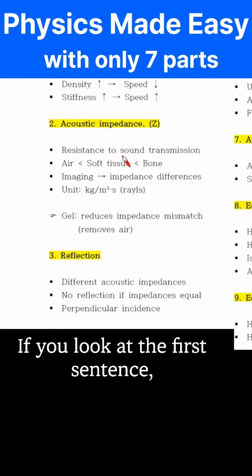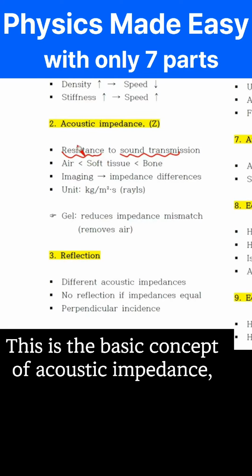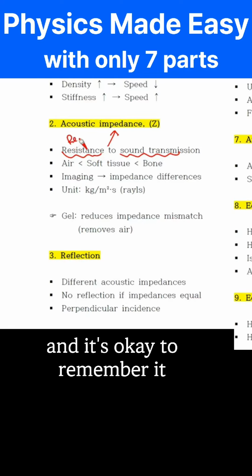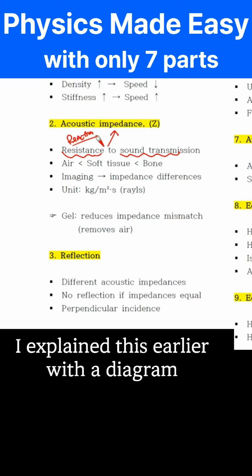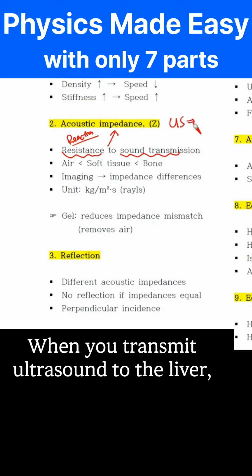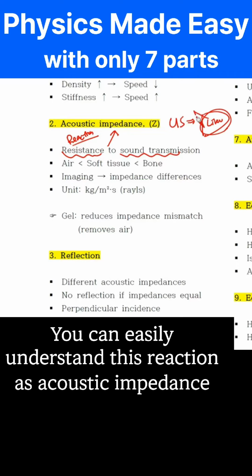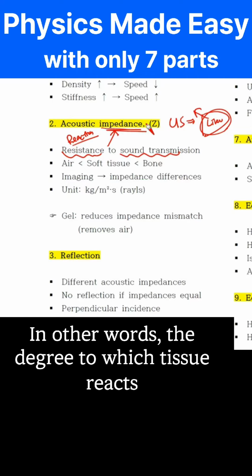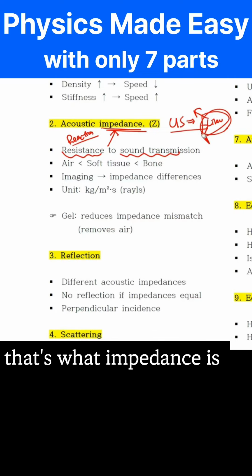If you look at the first sentence, it refers to the resistance to sound transmission. This is the basic concept of acoustic impedance, and it's okay to remember it simply as a kind of reaction. I explained this earlier with a diagram. When you transmit ultrasound to the liver, it reacts in a certain way. You can easily understand this reaction as acoustic impedance. In other words, the degree to which tissue reacts when ultrasound is transmitted to it, that's what impedance is.